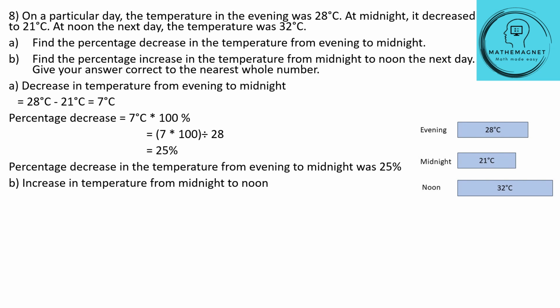Now coming to question B, the increase in temperature. We are going to compare now midnight and the next day noon. So the increase in temperature from midnight to noon was 32 minus 21, which is 11 degrees Celsius.